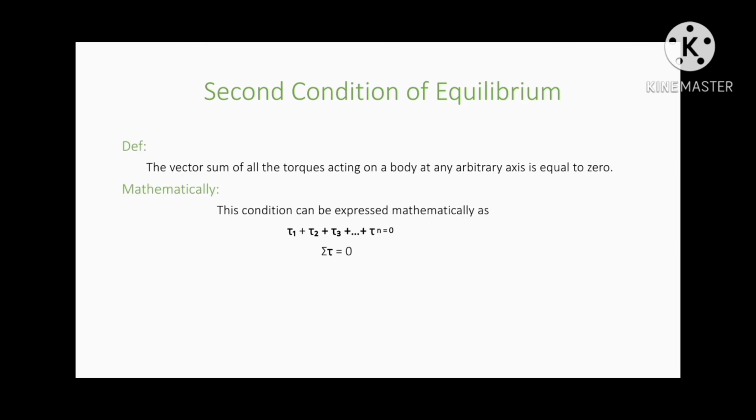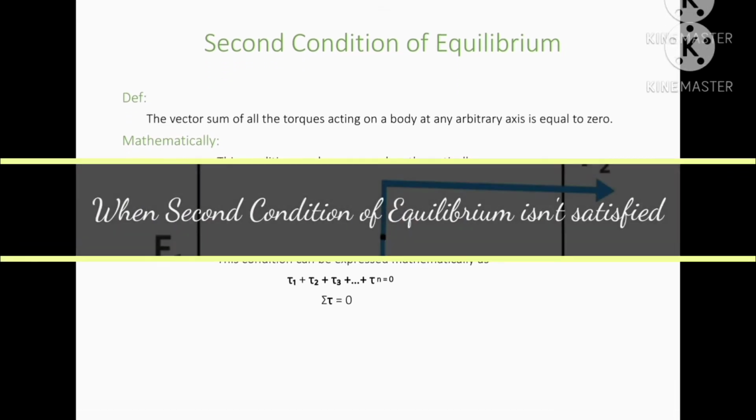In the next step, we shall write sigma tau is equal to 0. Here, sigma is a mathematical sign which is used for summation. Tau is the symbol of torque. Here you can see that I have bolded the tau, which shows that the torque is a vector quantity, not a scalar quantity, because bolded letters are used to show vector quantities.